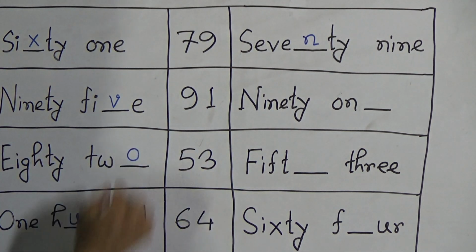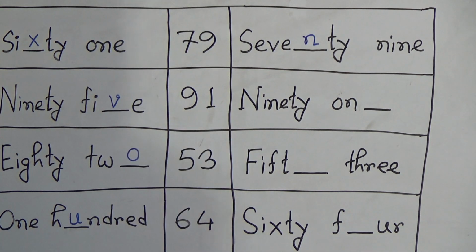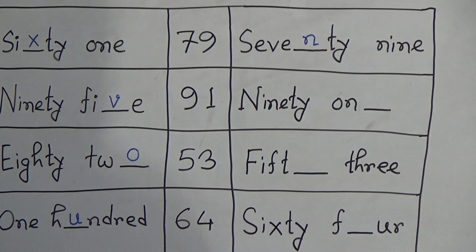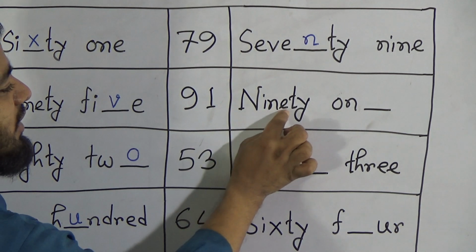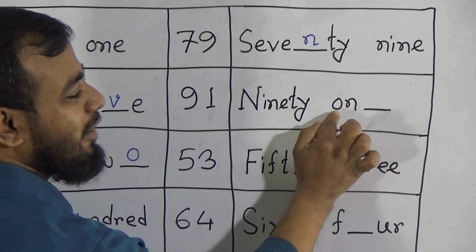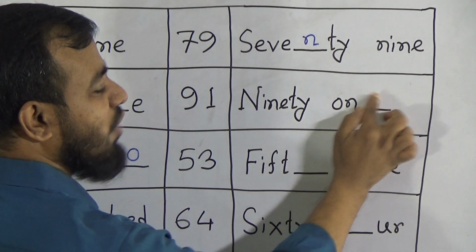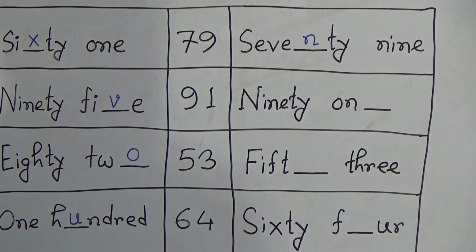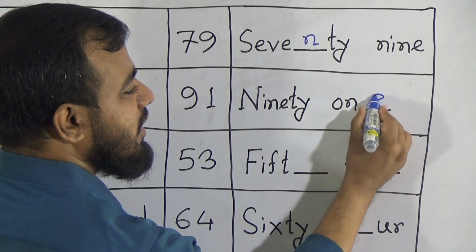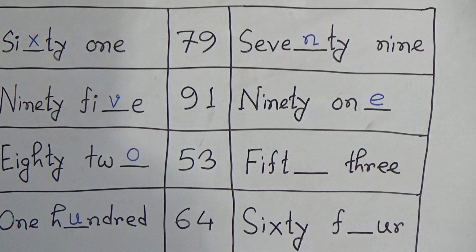The next one is 9 and 1. 9 is in the 10's place and 1 is in the 1's place. So this number is 91. The spelling of 90 is given, N-I-N-E-T-Y, 90. But we need to write down only one letter. The spelling of 1 is O-N-E, 1, the easiest spelling. So O-N-E. Here will be E in this blank. The letter E will fill up this blank.